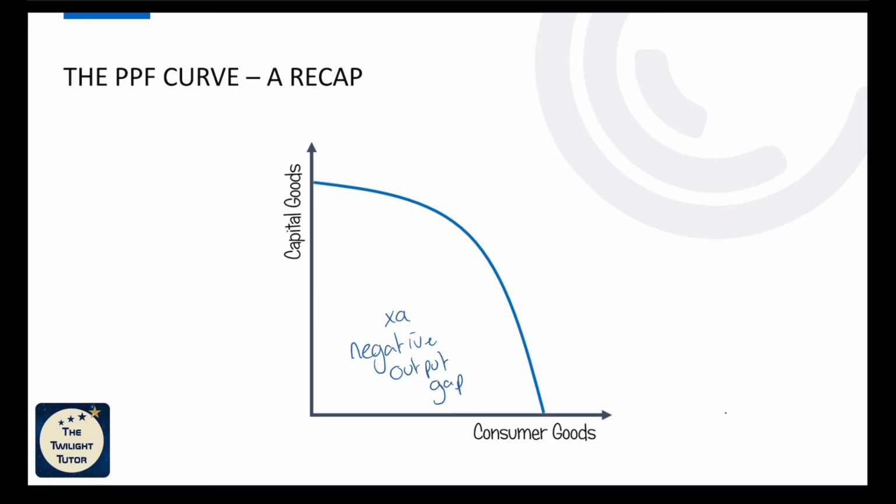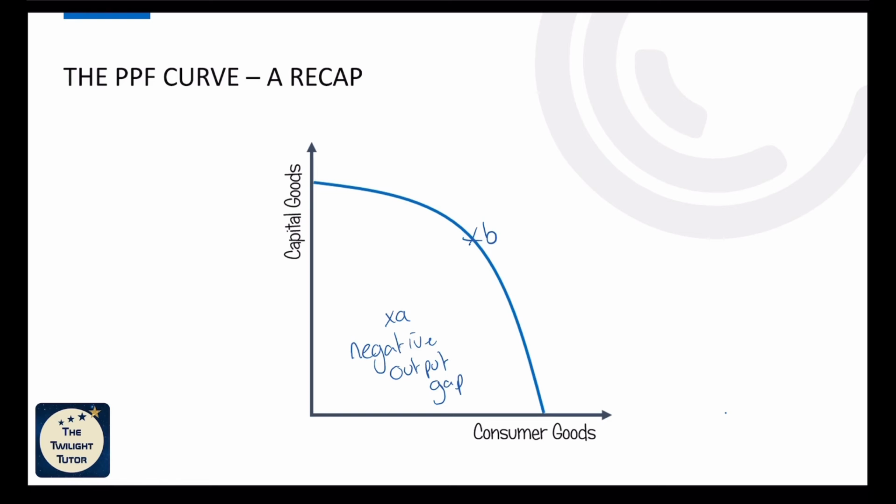the PPF curve. Whenever the output of an economy is on the PPF curve, for instance point B, this economy is efficient. This economy shows Pareto efficiency. Pareto efficiency is when production of one good cannot increase without decreasing the production of another good.